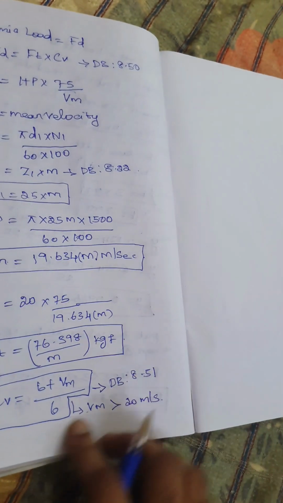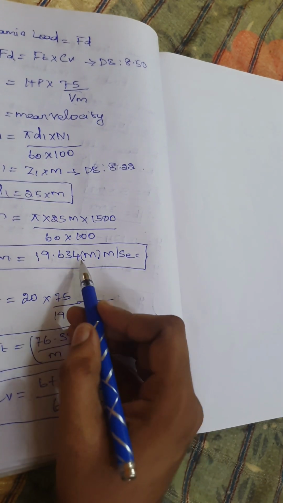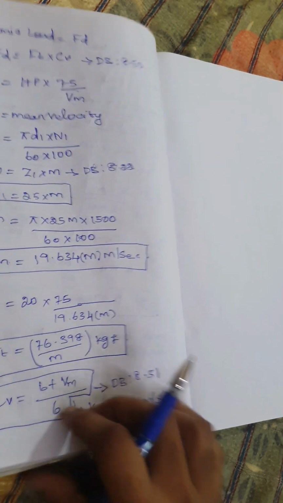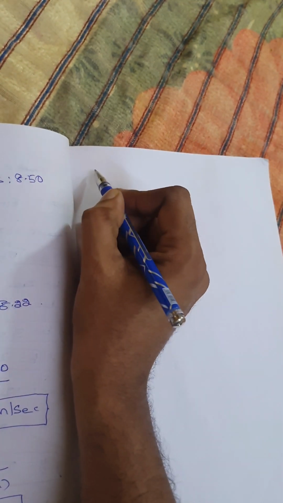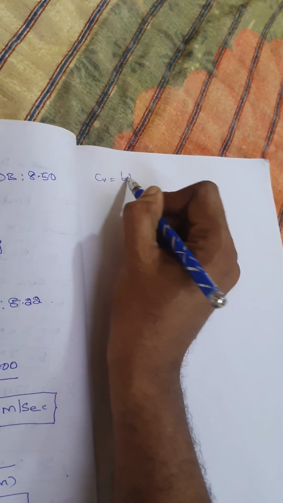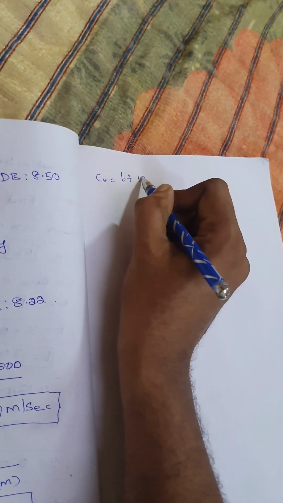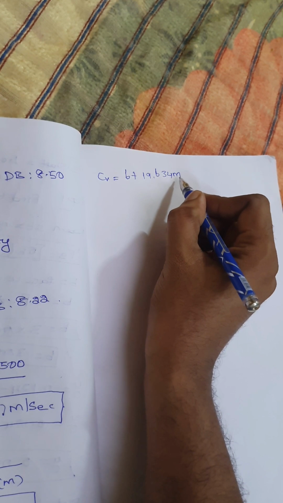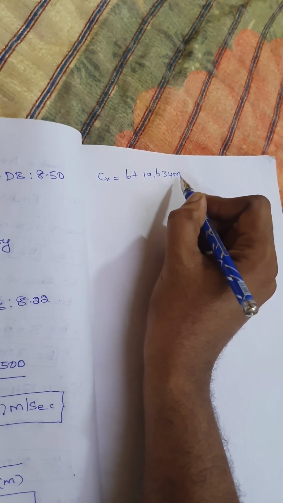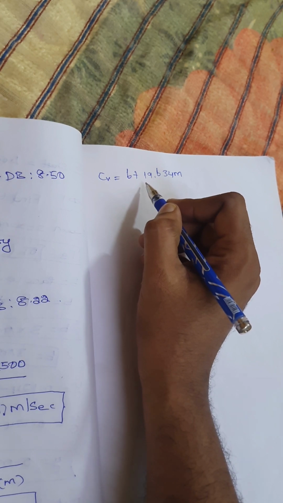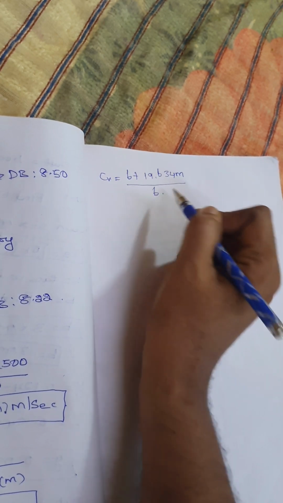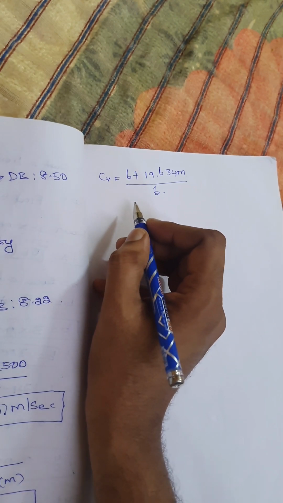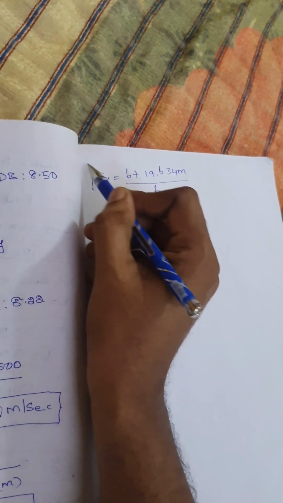So now here we have to put the value of v of m and find the value of c of v. So c of v is equal to 6 plus 19.634 m. This m value is unknown, so we have to keep that value, divided by 6. So we have the value for C of V.